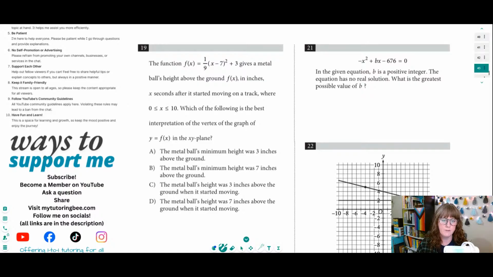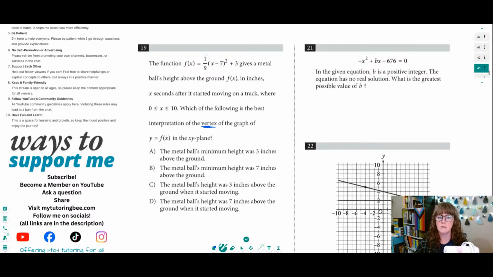The function f of x equals 1/9 times x minus 7 squared plus 3 gives a metal ball's height above the ground f of x in inches, x seconds after it started moving on a track, where 0 is less than or equal to x, which is less than or equal to 10. Which of the following is the best interpretation of the vertex of the graph?